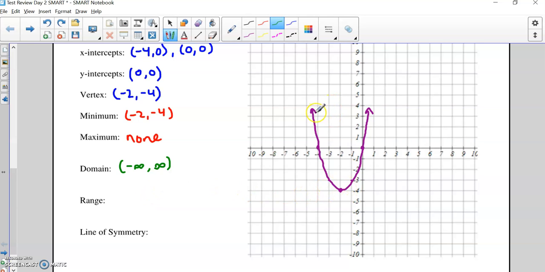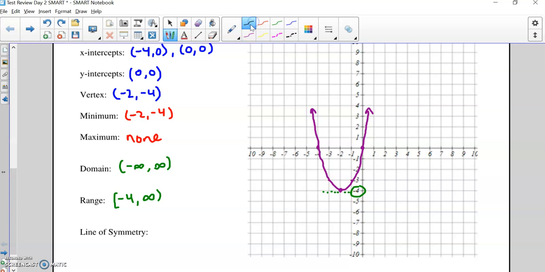Alright, and so the range, now for this one, our lowest point is right here, right at -4. And then it goes up forever. So our range will go from -4 all the way to infinity. Now remember to put parentheses on infinities and brackets on numbers, unless there's an open circle, which we don't have here.